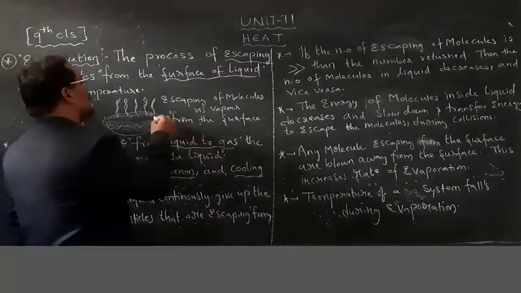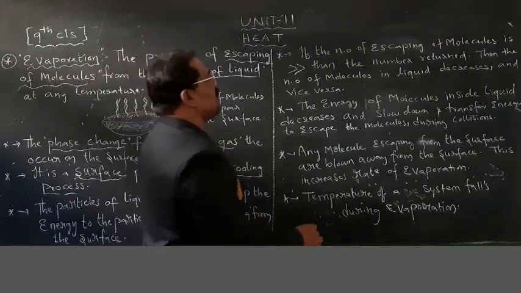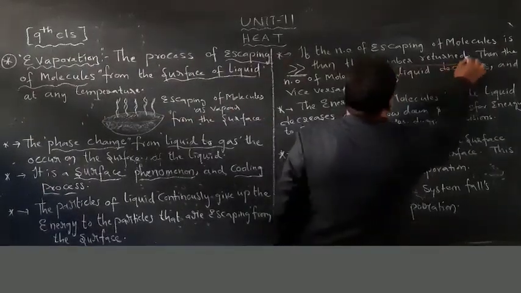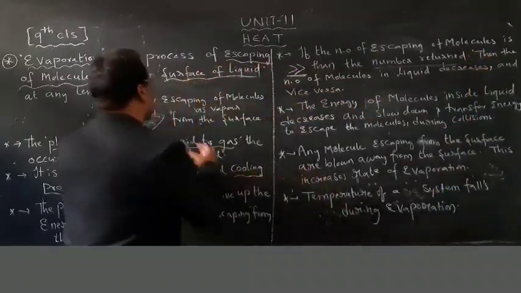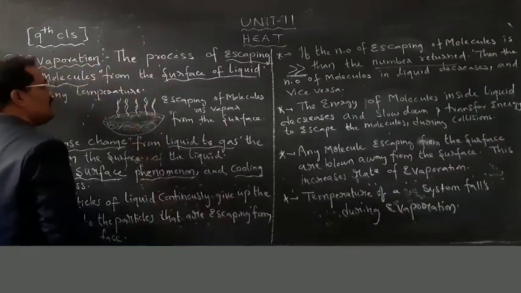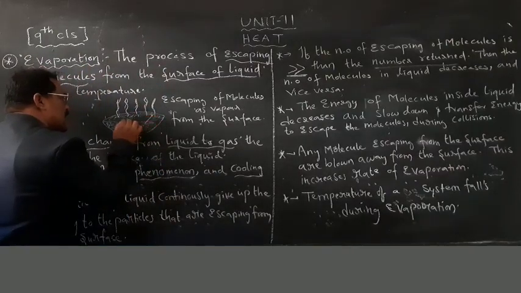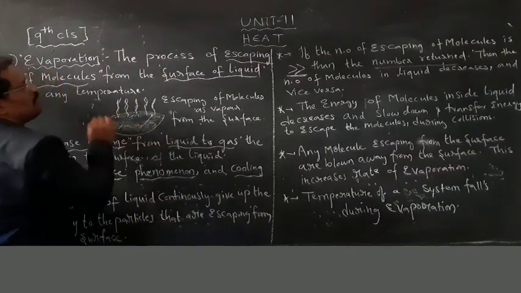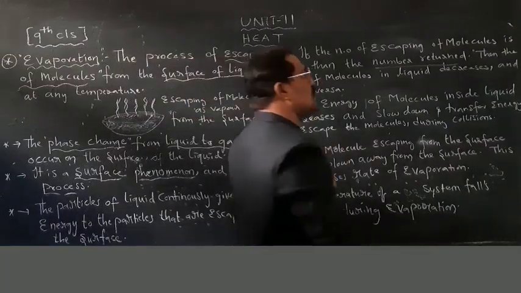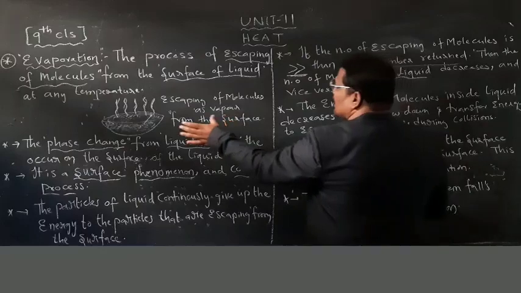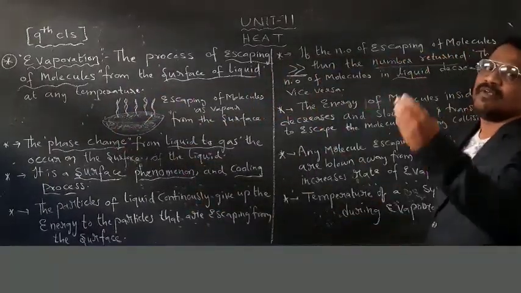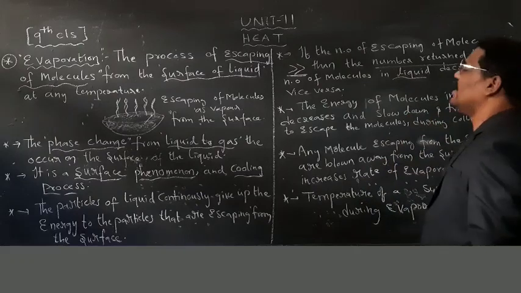If the number of escaping molecules is greater than the number of molecules returned, as it is vaporizing, what happens there? The maximum number of molecules get vaporized, and only some molecules return and remain within this particular bowl. Then the number of molecules in the liquid within this bowl will decrease. It will be very less.